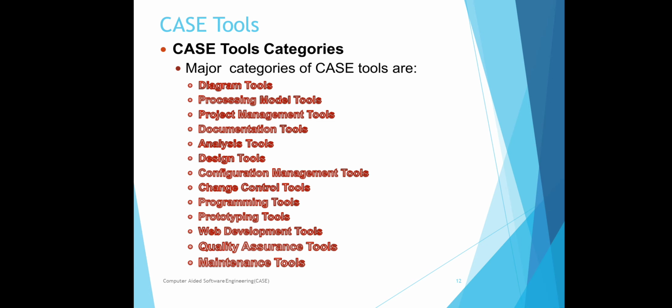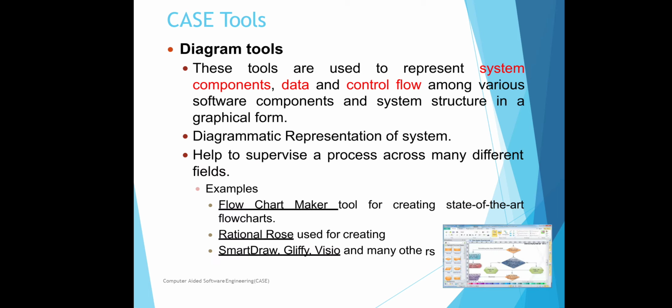CASE tools are majorly categorized as diagram tools, process modeling tools, project management tools, documentation tools, analysis tools, design tools, configuration management tools, change control tools, programming tools, prototyping tools, web development tools, quality assurance tools, and maintenance tools. Diagram tools represent system components and data control among the various software components and systems in graphical form.